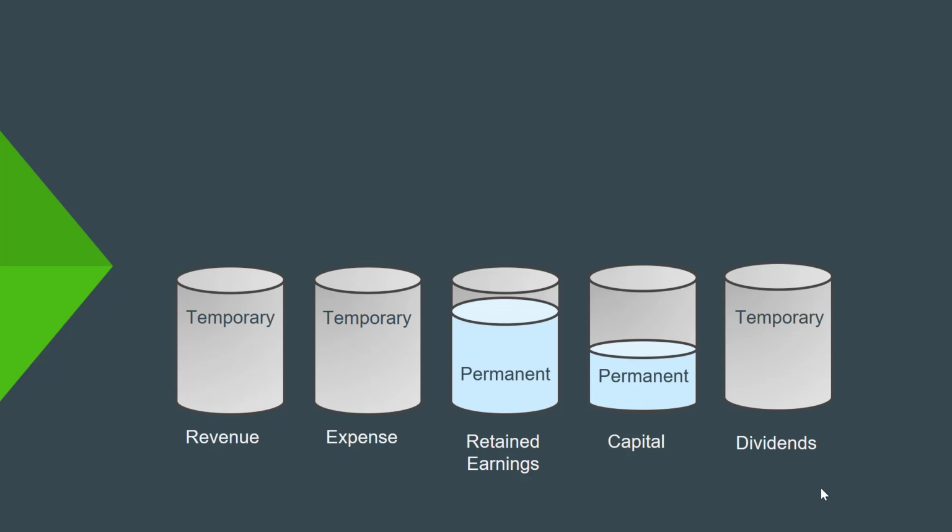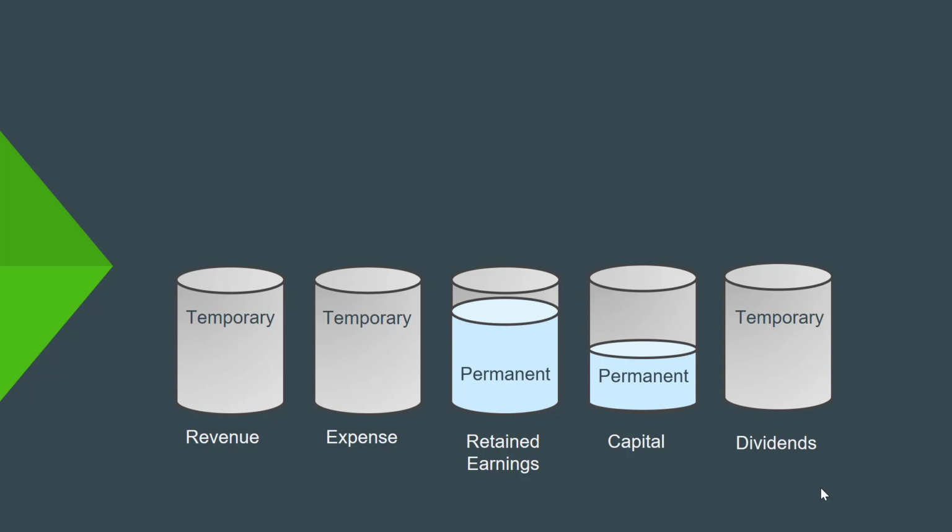Now, these are just the 5 accounts that we showcased for the adjusting entries, but realize there's still a lot of other accounts out there. We still have all of our asset accounts and our liability accounts as well. And because those accounts retain their values into the new fiscal year and are not emptied out as part of the closing entries, those are also considered permanent accounts. So permanent accounts are any accounts that still have their values at the end of the fiscal year. Assets, liabilities, and retained earnings and capital for a corporation.